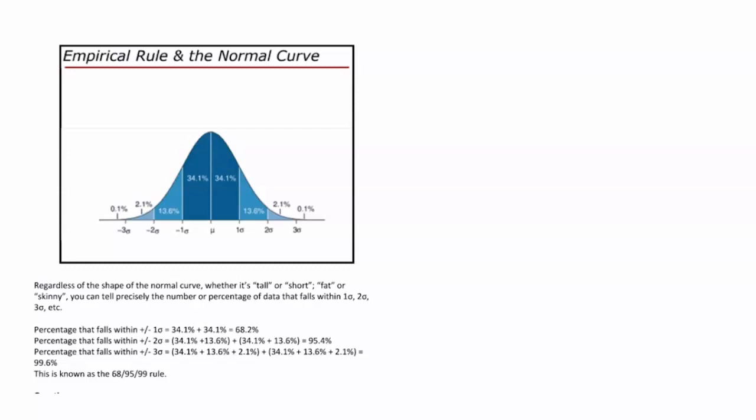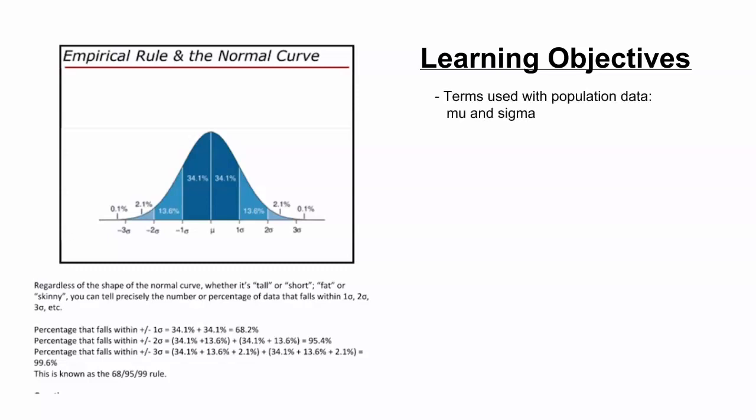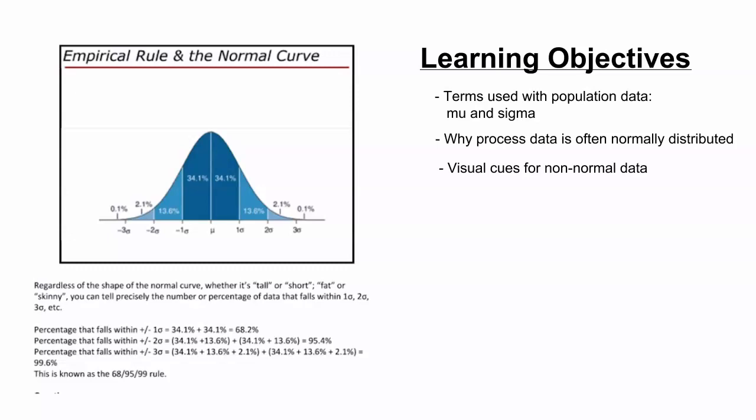Let's take a look at working with normally distributed data and using the empirical rule. The learning objectives for this video are to first do a quick review of the terms associated with working with population data, sigma, mu. We'll also take a look at process data and spend a little bit of time discussing why it's frequently normally distributed and what we can do if it's not. But most of the time will be spent taking a look at normally distributed data and the empirical rule, sometimes called the 68, 95, 99.7 rule. And we'll visually explain what the concept means.